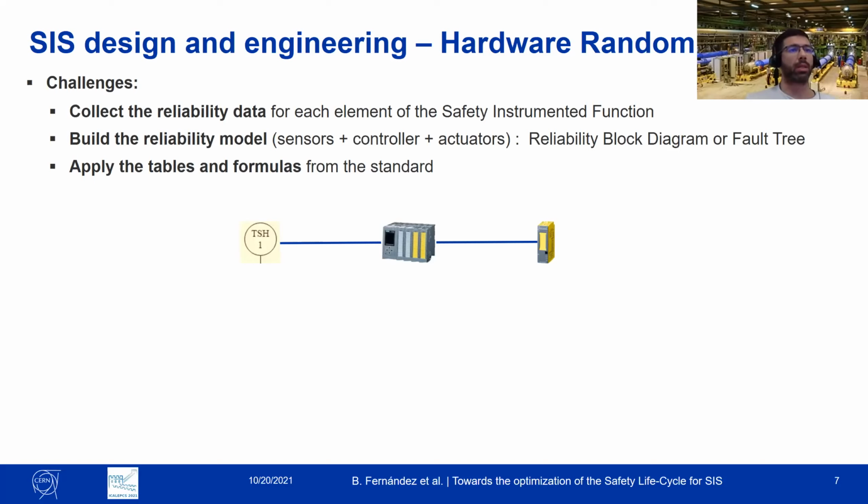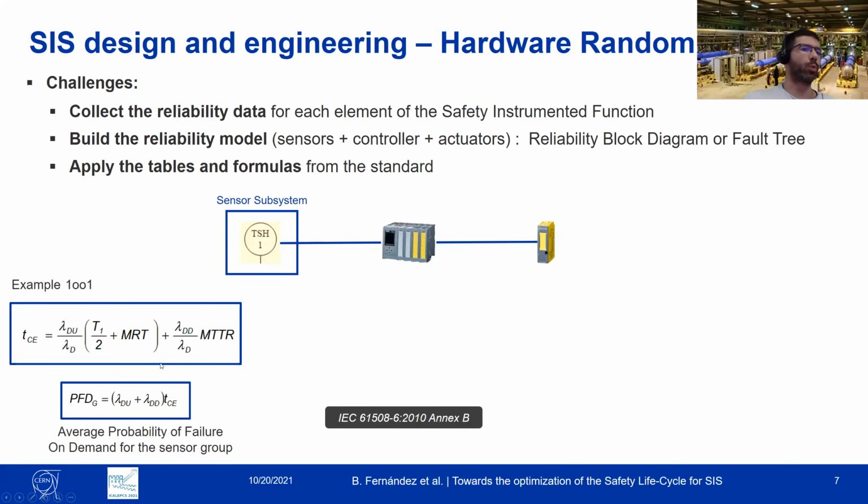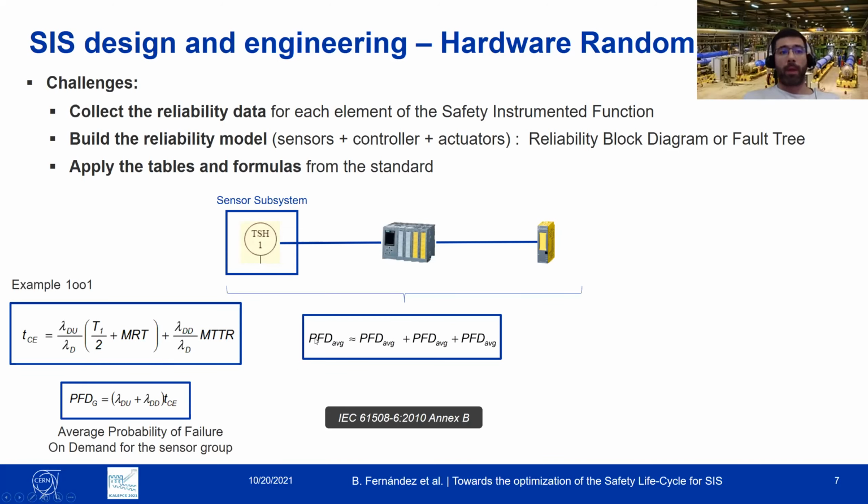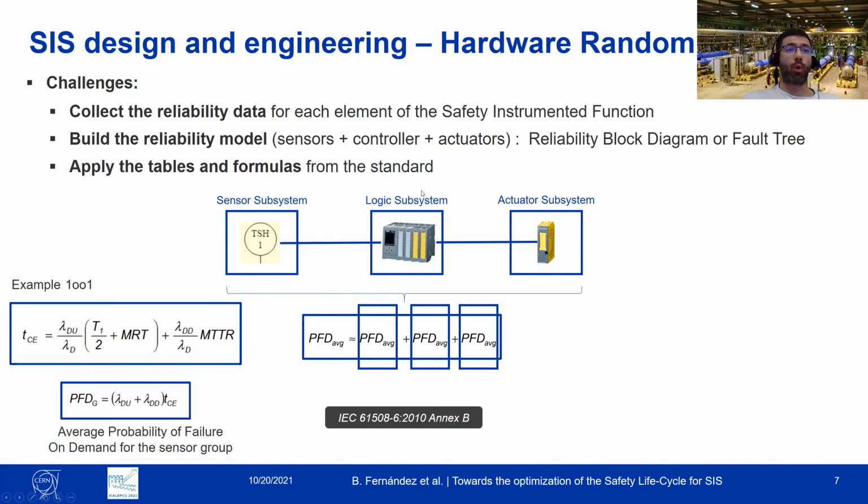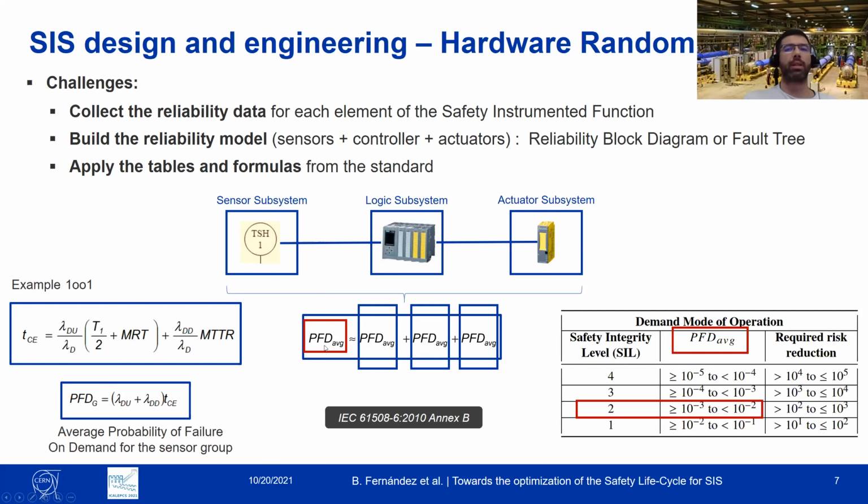So with a very simple example of a safety instrumented system with a sensor, a controller, and a safety relay, for each of the subsystems, we need to apply the formulas from the standard to calculate the probability of failure, either on demand or per hour, depending on the operation mode of this safety system. We have to do exactly the same thing for all the elements of the safety system and calculate the global probability of failure. And afterwards, we have to go to the tables and see if we meet the necessary risk reduction, the target SIL. This is the first bunch of requirements.